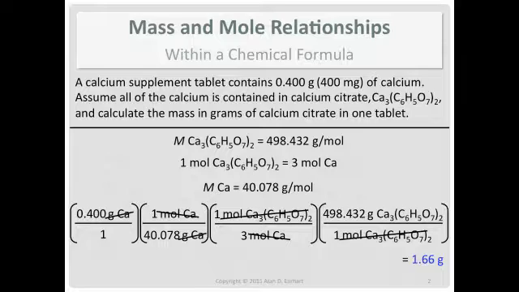There is another way to work this problem. If you can get the percent of calcium in calcium citrate, you can then use the percent along with the 0.400 grams and turn that into mass of the tablet. However, I'm not going to show you that method, not because it's wrong, but it's not a good general problem-solving technique for this section. Really, in this section, you need to be focused on going between grams and moles and moles and moles within a compound and within a chemical equation.